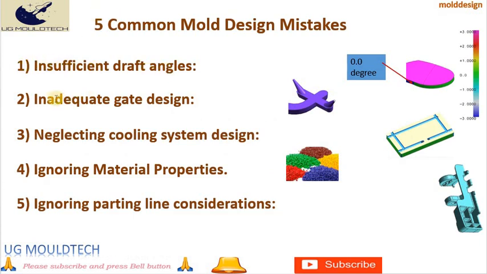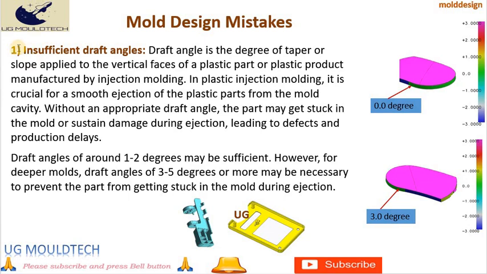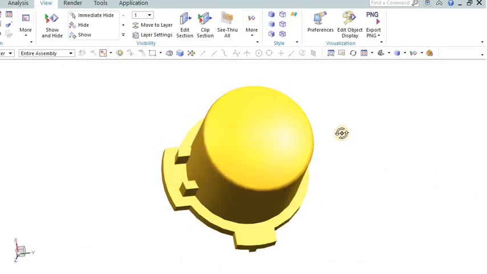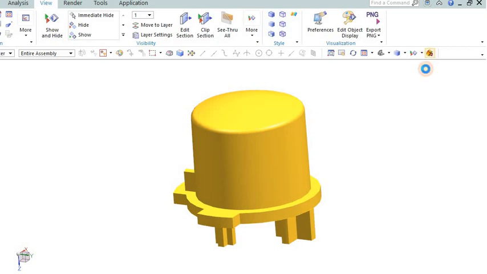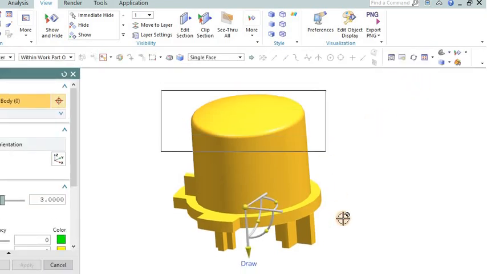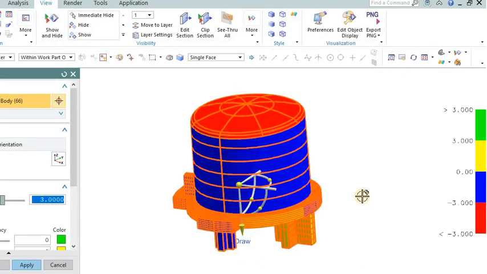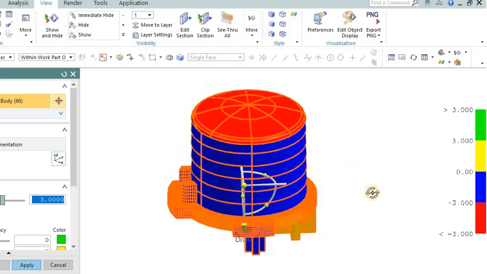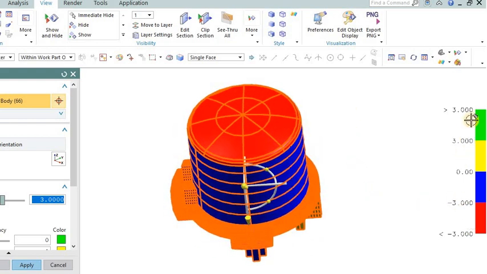When it comes to mold design, there are several common mistakes that creators should avoid. Here are 5 of them. Let's start with number 1: insufficient draft angles. Failing to incorporate proper draft angles can make it difficult to remove the molded part from the mold. This can lead to damage or distortion of the part. Ensure that you include appropriate draft angles to facilitate easy ejection.